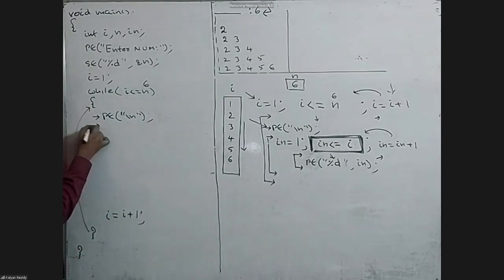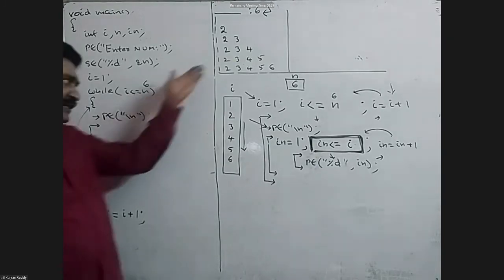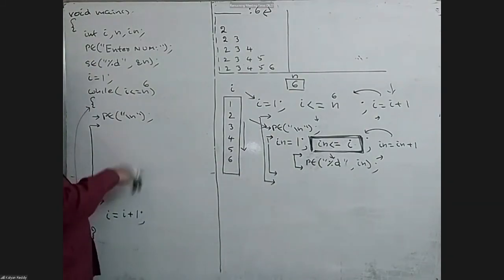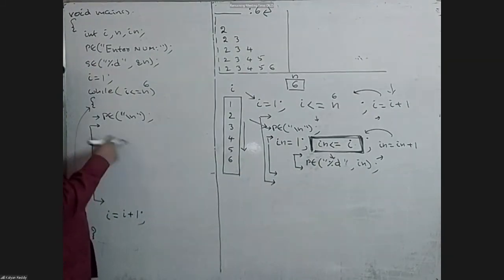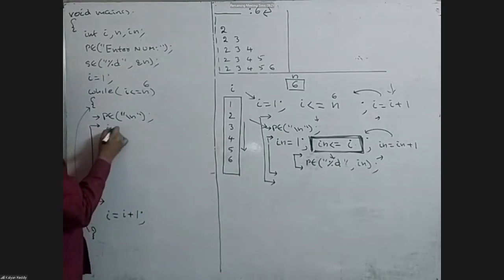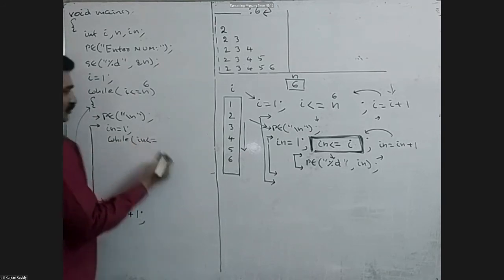Here the inner loop is required. This inner loop needs to take responsibility to print numbers like that. First time, coming inside, one number is out. Next time two numbers are out. Next time three numbers, like that. This is the logic. Place in equal to 1. Next while in less than or equal to i, the condition.